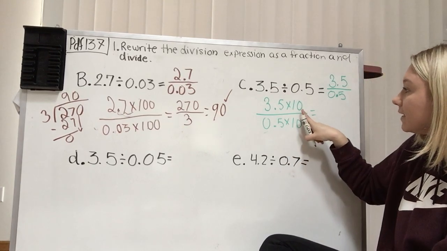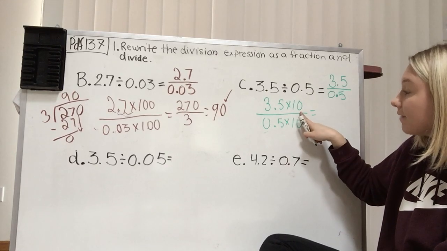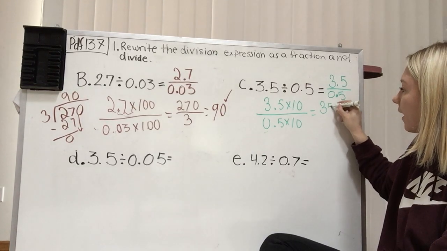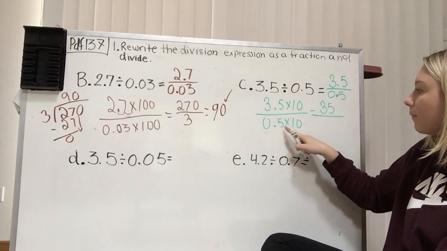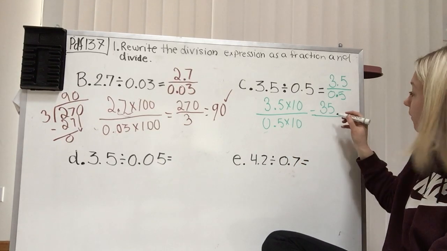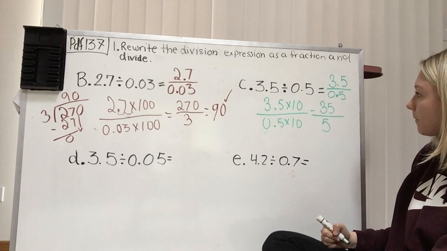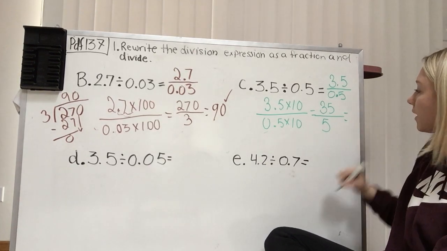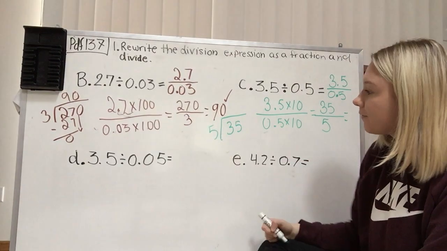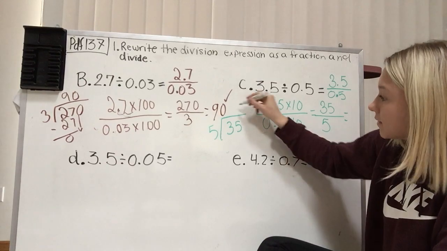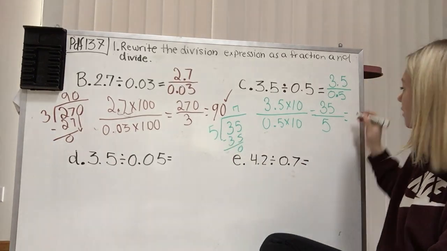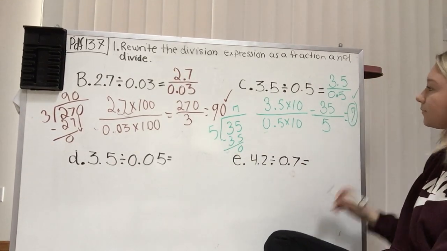And I know that how many tenths are in 3 5/10? Well, there are 35. And then how many tenths are in 5/10? Well, there are 5. And now all I have to do is divide. So I'm going to take 35 divided by 5. And I know that 5 times 7 is 35. And that's a remainder 0. So my answer is 7.